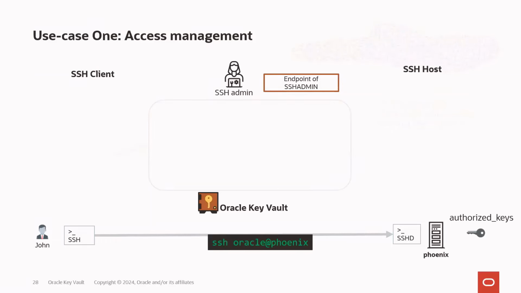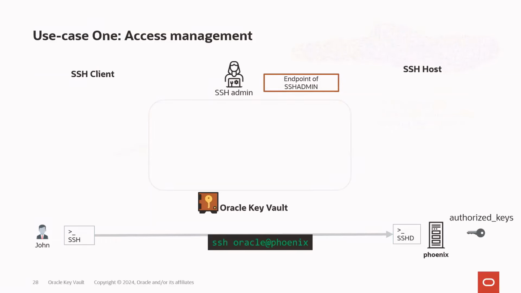So in this case, we upload the public key into the SSH server wallet. We give the remote SSH server endpoint read-only access to the SSH server wallet. And our user, John, can already connect without interruption. There was no interruption for John. He can, as he did before, connect to Phoenix with the public key centrally managed in OKV.